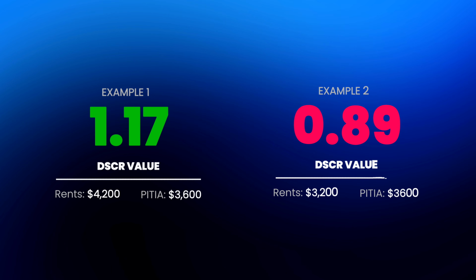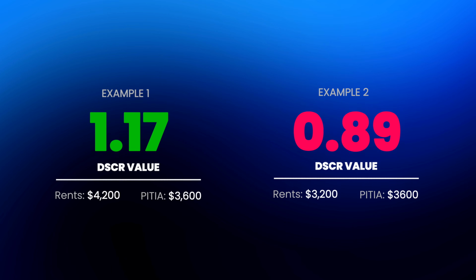If the rent is $3,200 and the PITIA is $3,600, the DSCR is 0.89. The property does not cover its own payment.